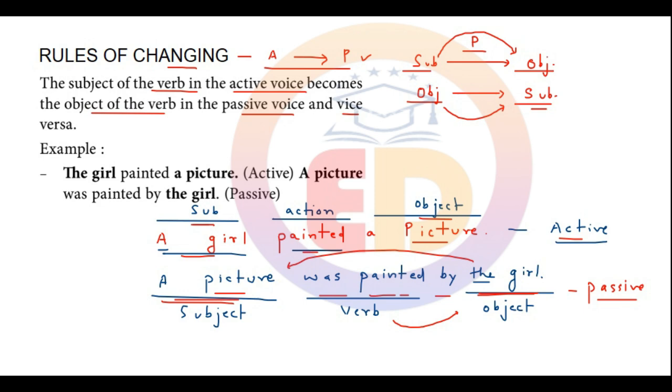इस सेंटेंस में पिक्चर जो सब्जेक्ट है वो एक्शन परफॉर्म नहीं कर रहा, बल्कि एक्शन रिसीव कर रहा है. पेंटिंग का एक्शन उसके ऊपर हो रहा है, इसीलिए ये पैसिव वॉइस है. कंक्लूड करें तो सब्जेक्ट को ऑब्जेक्ट बनाना होगा एक्टिव वॉइस से पैसिव वॉइस के कन्वर्जन में, और ऑब्जेक्ट को सब्जेक्ट बनाना होगा.